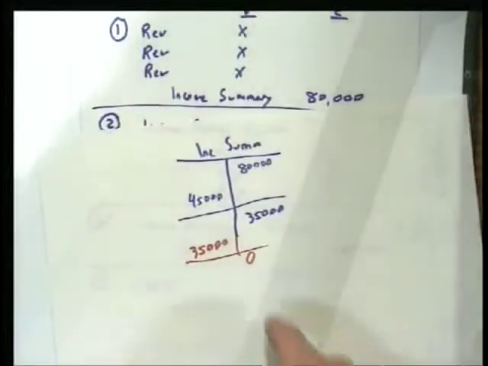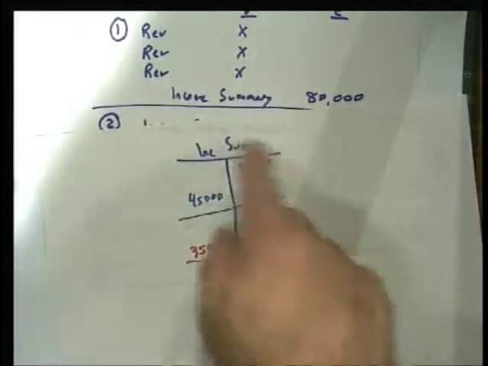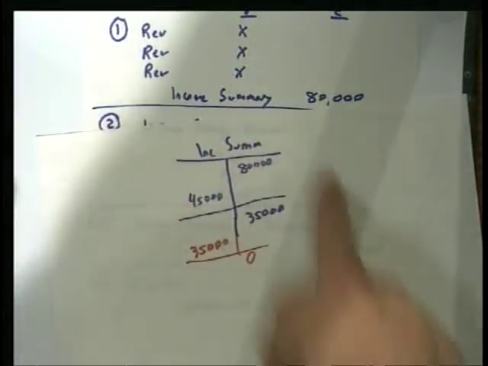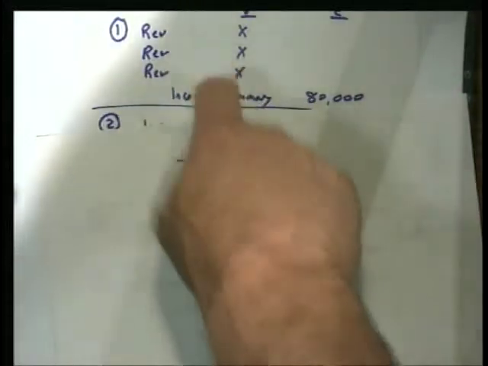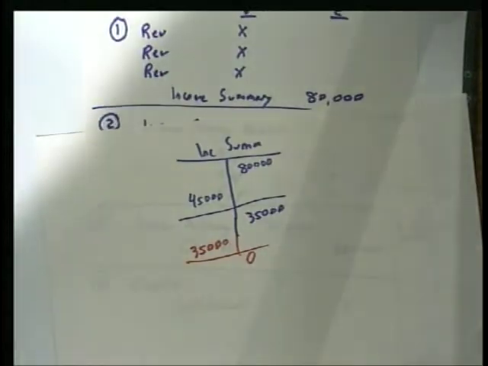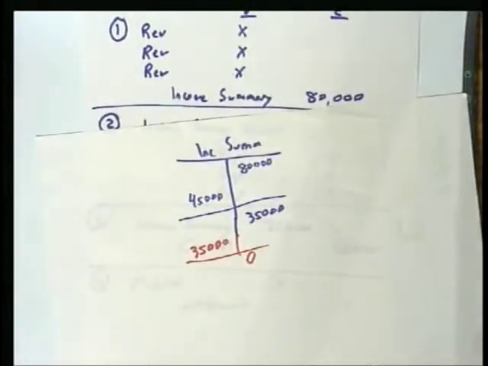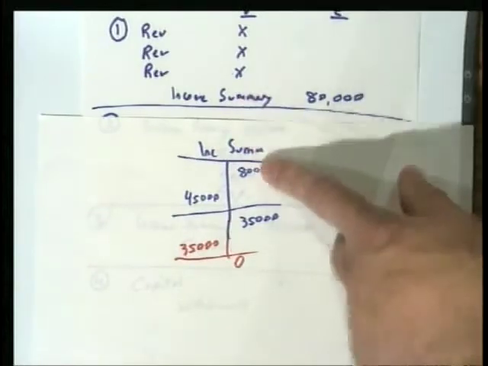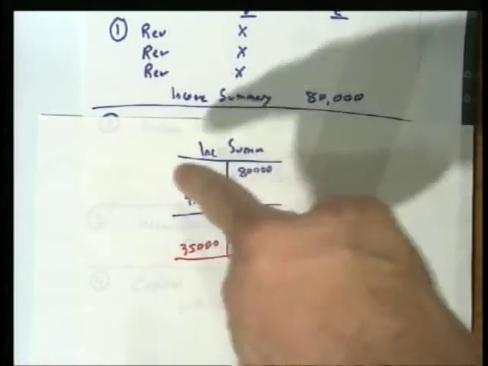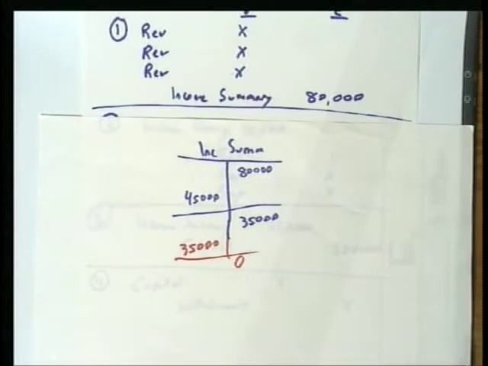All income summary is, is a T account that we utilize when we do the closing process. It has a very short life. It has zero balances when we start the closing process. We close the revenues to it, we close the expenses to it, and then we close it, and then we put it away. Okay?